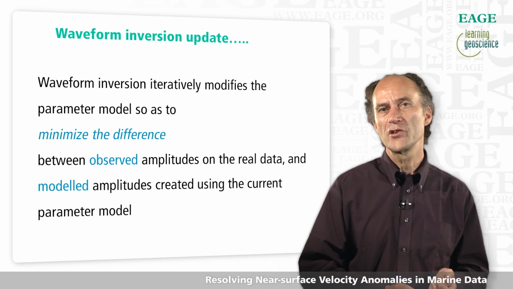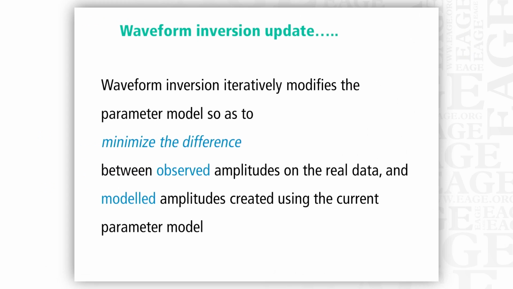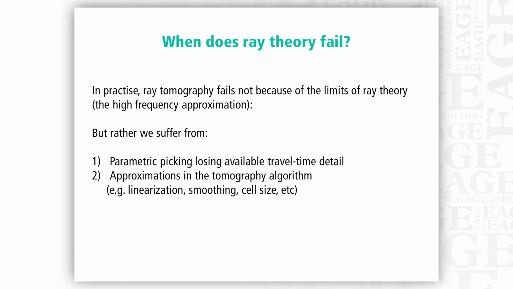do acoustic propagation and only invert for velocity or velocity in anisotropy or whatever. The state of the art is not yet forward modeling with a real elastic wave field and inverting for all parameters. So eventually that might come, but that's not currently state of the art. So the question arises, when does ray theory fail?